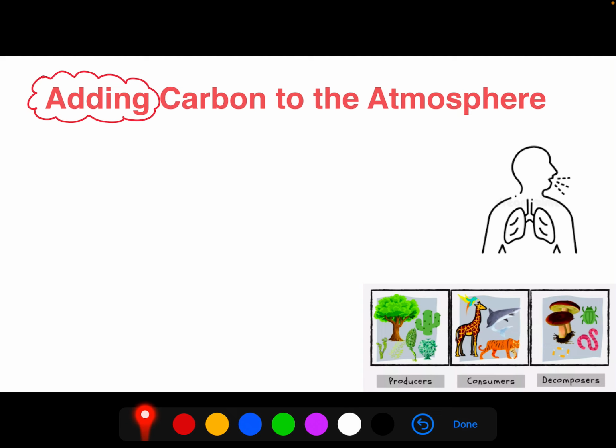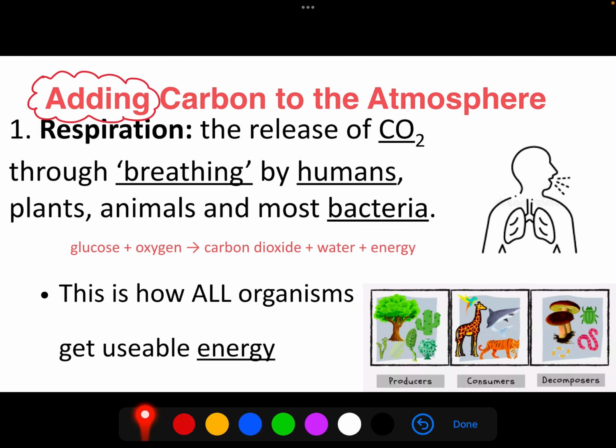Okay, so the first half of the carbon cycle we're looking at are things that add carbon to the atmosphere. So everything that we're going to talk about in this video is putting carbon from somewhere into the atmosphere.